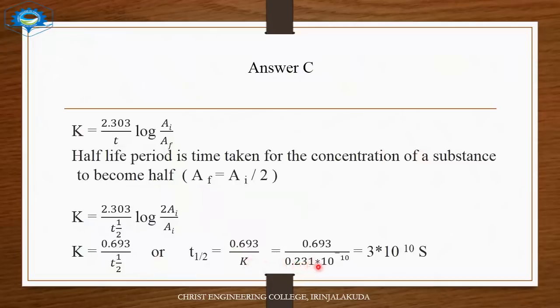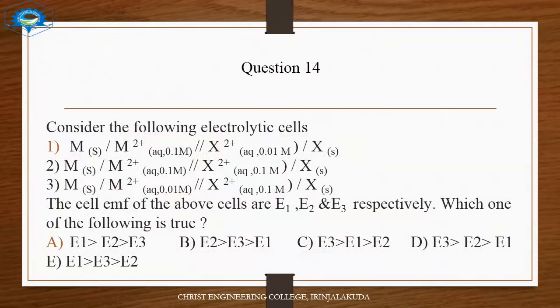The value of K is already given in our question, which is 0.231 into 10 raised to minus 10. So substitute this value into the equation for half-life period for a first order reaction, that is 0.693 divided by K. So we will get the answer 3 into 10 raised to 10. That is, question number 14's answer.